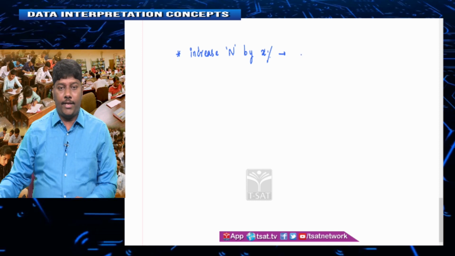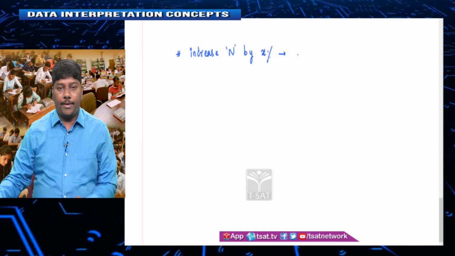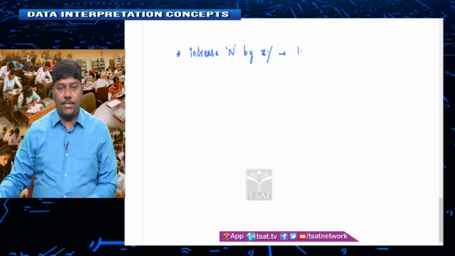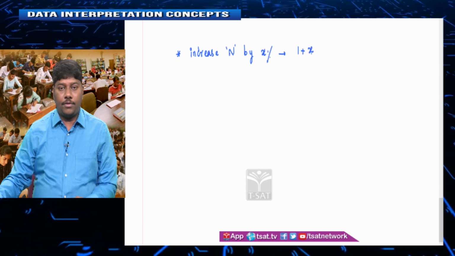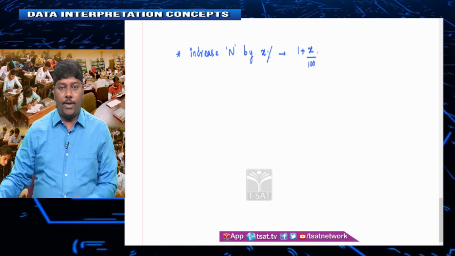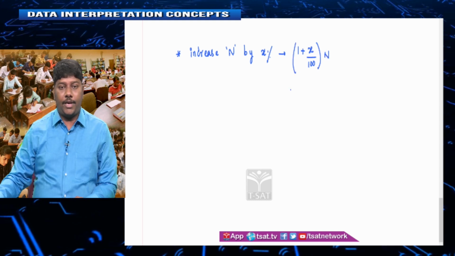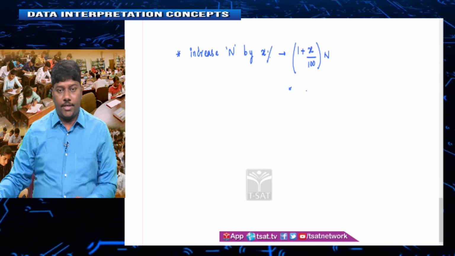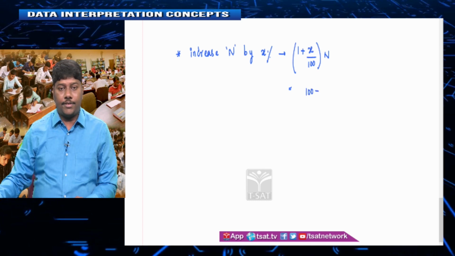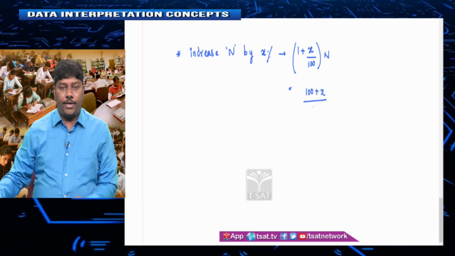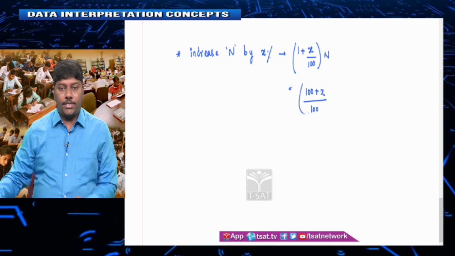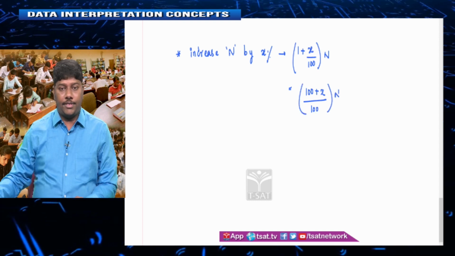You simply multiply that number N with 1 plus X by 100, therefore the number increases by X percent, or else you can say 100 plus X by 100 into N. This is the increase of a number by X percent.